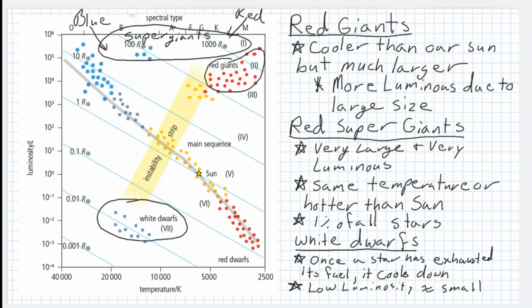We can find white dwarfs in the middle to the left-hand side of our HR diagram. See how they are hot and they are not very luminous.